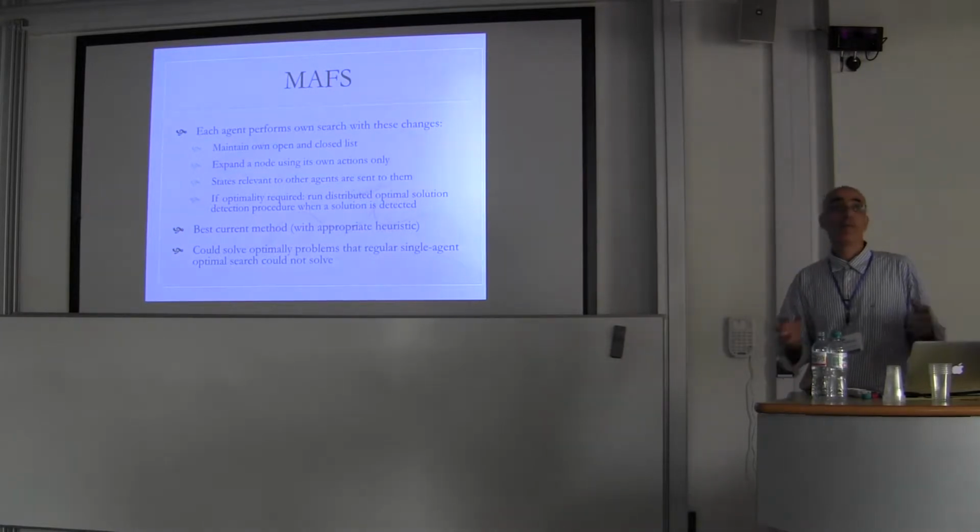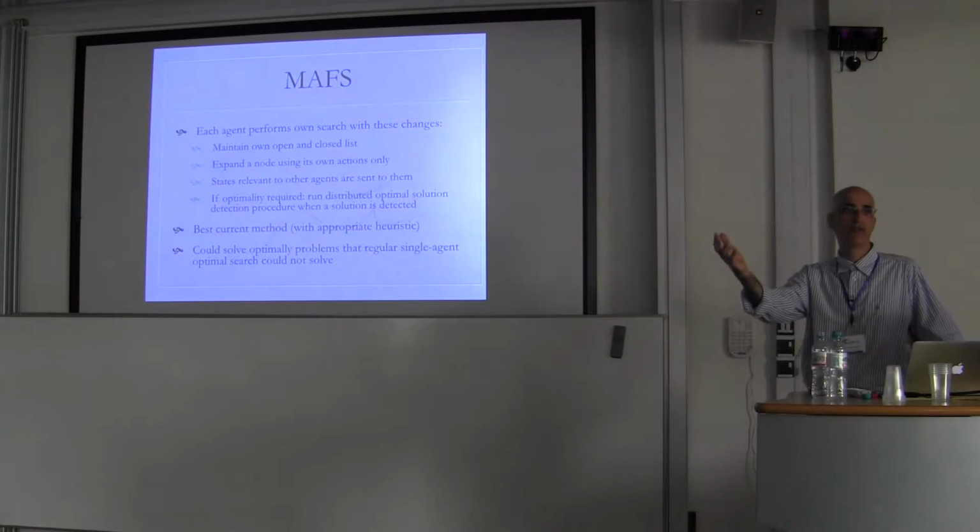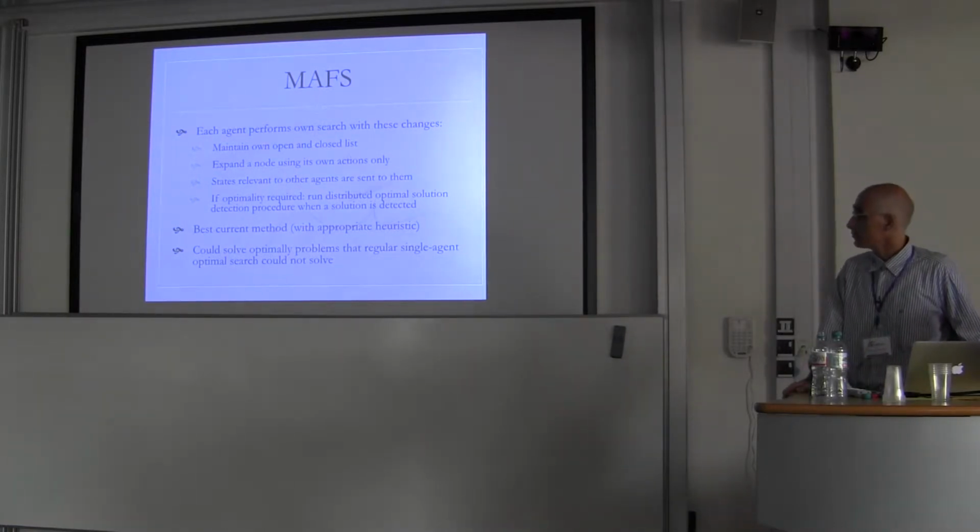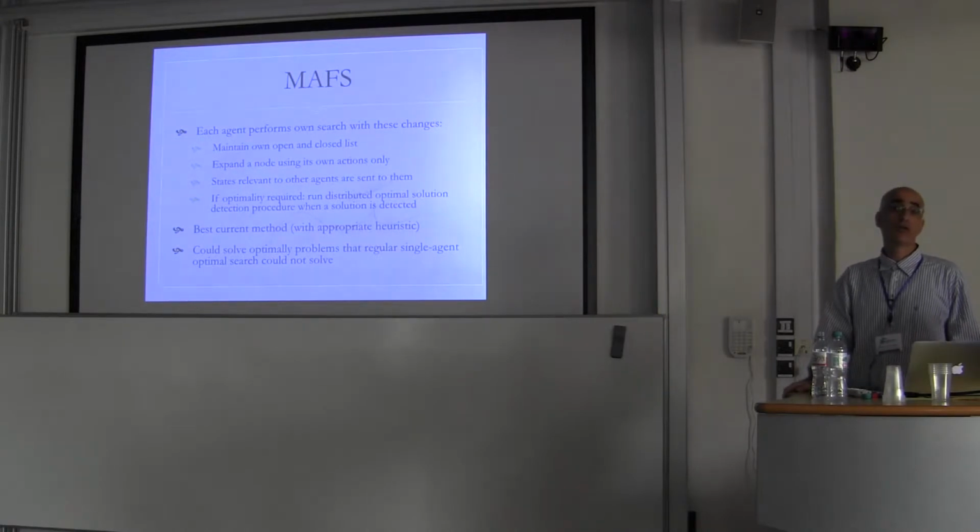And what makes it multi-agent search is the fact that when an agent expands a state that is relevant to some other agent, it sends that state to the other agent. And that state enters the open list of the other agent, and they continue to search as usual. If you also need to ensure optimality in the search, you need to add some tweaks like distributed optimality detection, but we're not going to get into it, but you can do that.